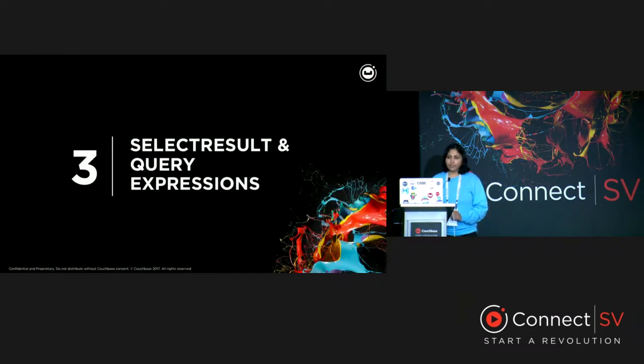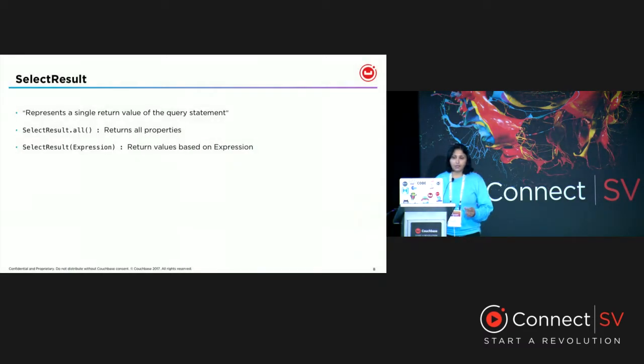Next, select result and query expressions. I demonstrated select result in the previous slides. So what is the select result? It essentially returns a single return value of a query statement. You've got select result all. It returns all the properties in a document. Or you can actually filter it and say return only specific values based on a certain expression criteria.